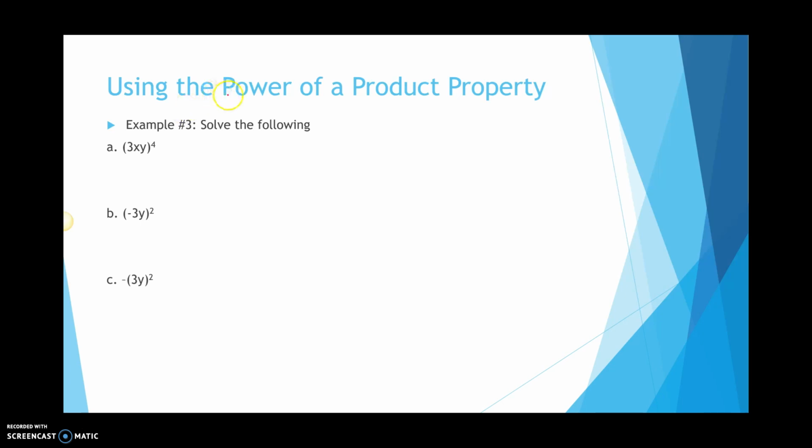Example 3, we're working with the power of a product property here. So what we have to do is distribute this exponent to each factor in the parentheses. So for A here, think of this as 3 to the 4th, which means 3 times 3 times 3 times 3. 3 times 3 times 3 times 3 gives me 81. Then it's going to be x to the 4th and y to the 4th. Remember, we have to bring that exponent to each variable in the parentheses here.